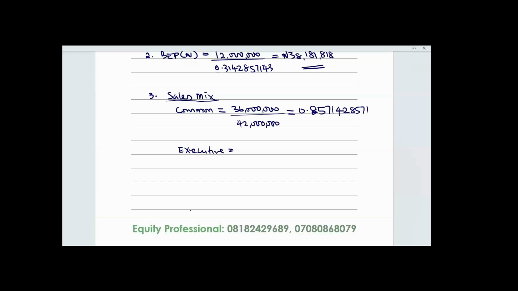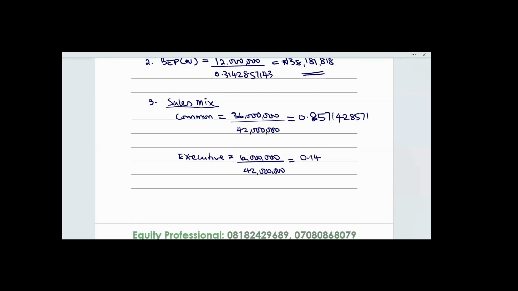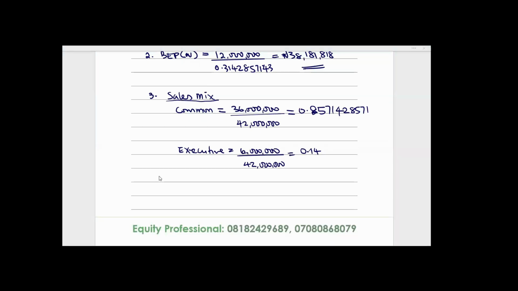Executive is equal to 6 million over 42 million. This will give us 0.142857143. So by the time you add the two together, it must give you 1. Must be equal to 1.